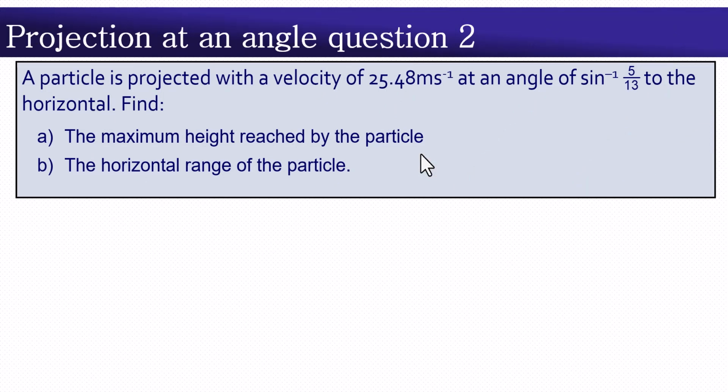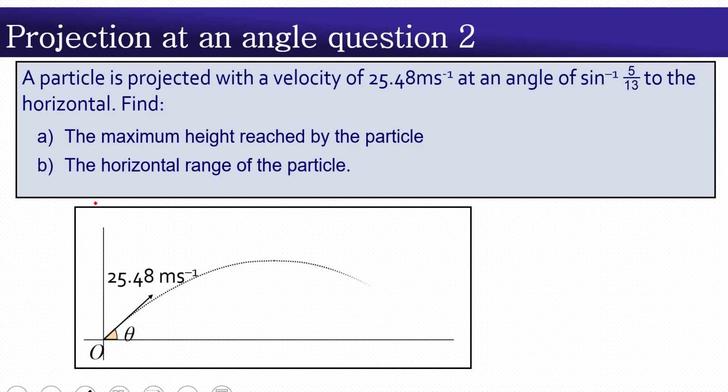The next question says a particle is projected with a velocity of 25.48 meters per second at an angle of sine inverse 5 out of 13 to the horizontal. Find the maximum height reached by the particle, and then B, the horizontal range of the particle. So this is how our particle moved. It was given an initial velocity of 25.48 meters per second, and the angle is sine inverse of 5 out of 13. So given this as the angle, you can keep it as this.